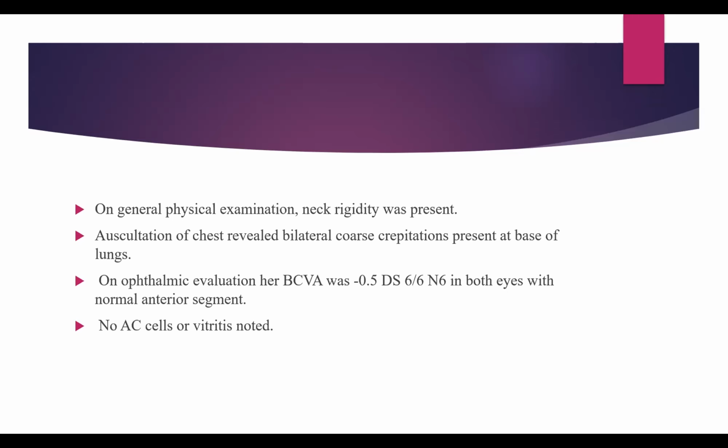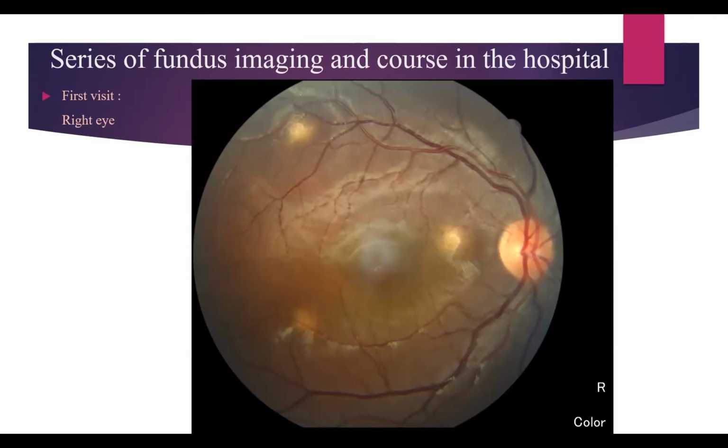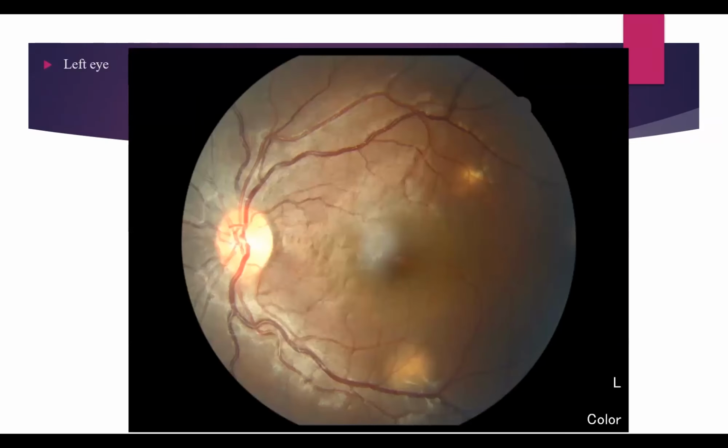Coming to the fundus picture, the right eye shows 3 yellowish creamy subretinal lesions with indistinct margins suggestive of choroidal tubercles. They have approximately half disc diameter, one present at the edge of the superior temporal arcade, one at the inferior temporal arcade, and one present at about 1 disc diameter from the optic disc. Similar lesions were seen in the left eye, with one present at the superior temporal arcade and another approximately 1 to 2 disc diameter at the inferior temporal arcade.